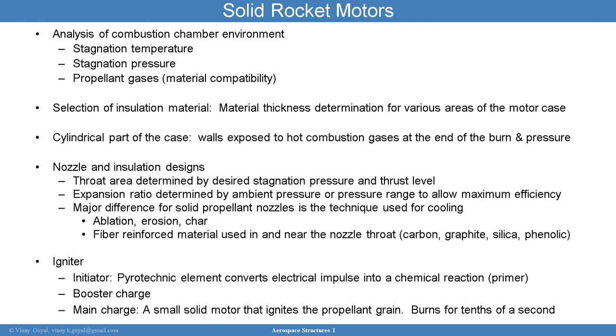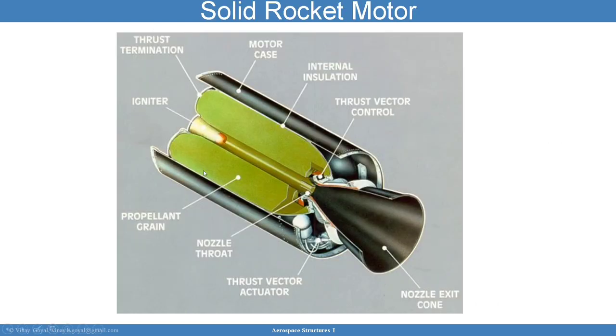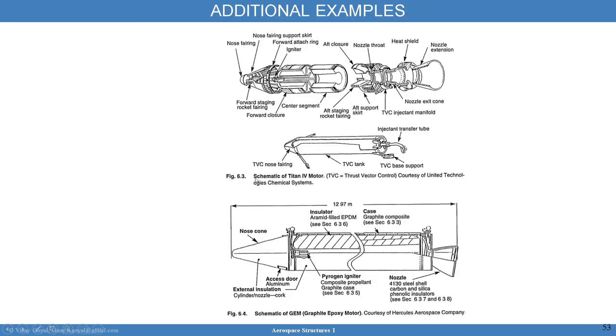An igniter is also used. You have an initiator, usually a pyrotechnic element that converts an electrical impulse into a chemical reaction, and then a booster charge and a main charge. The main charge has a small solid rocket motor that ignites the propellant grain, and it will burn for very little time, but it's sufficient to cause the motor propellant grain to burn.